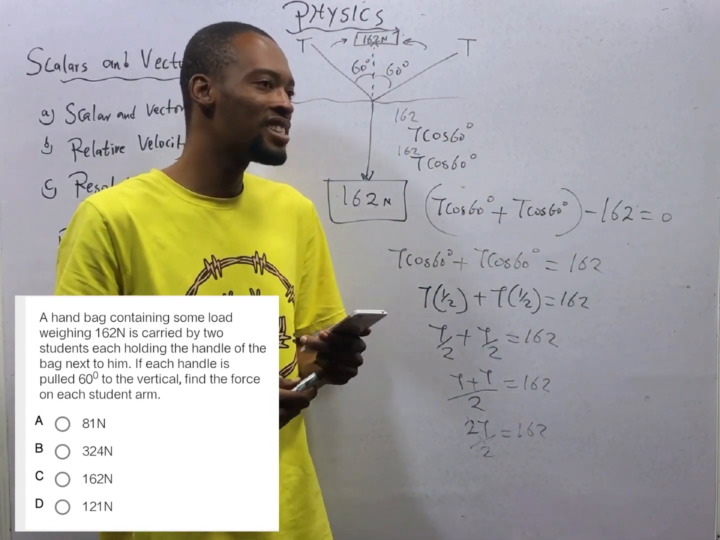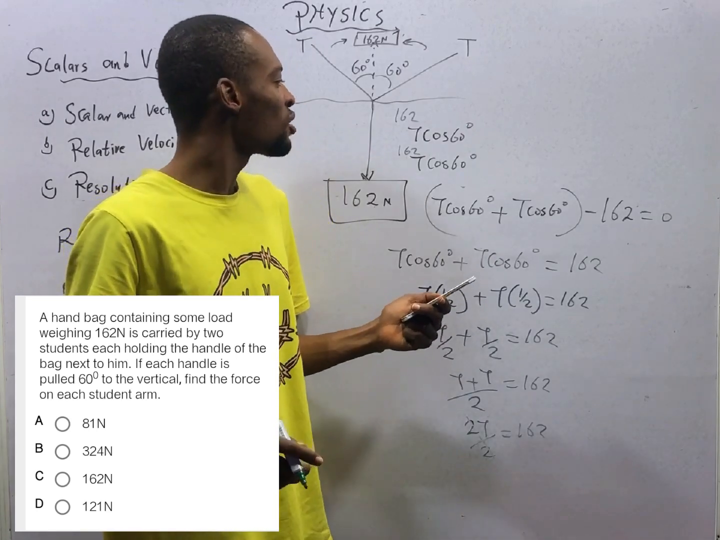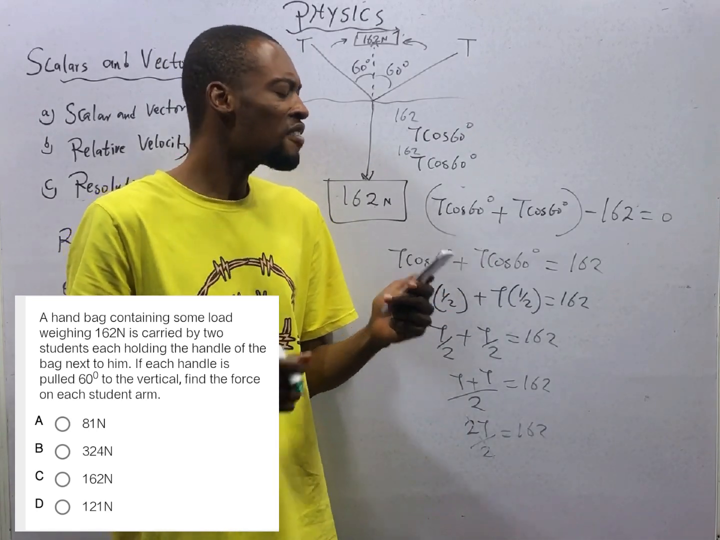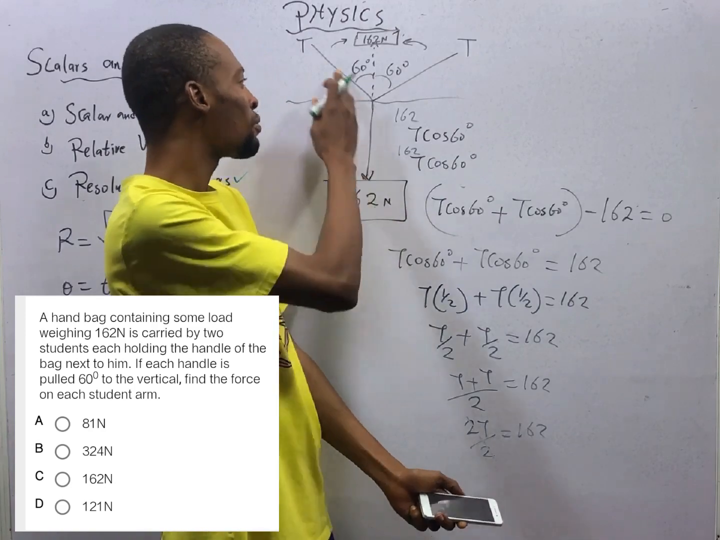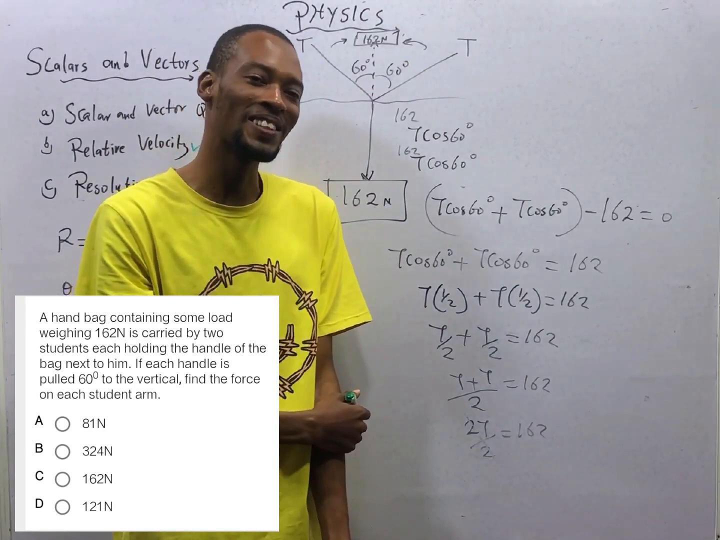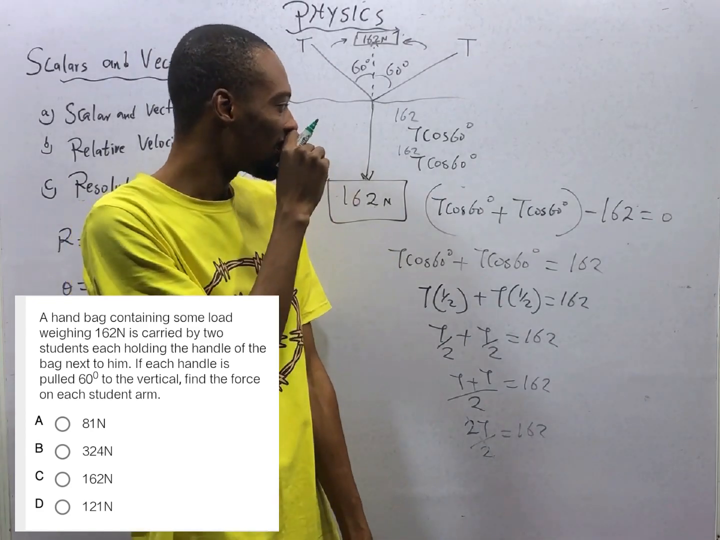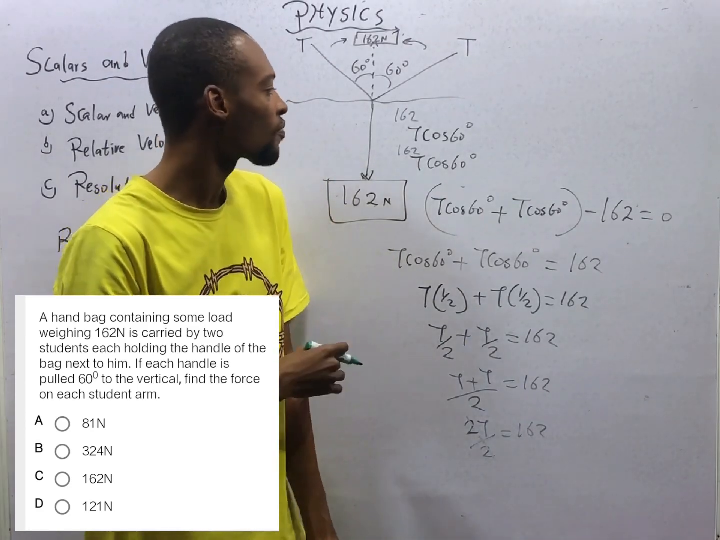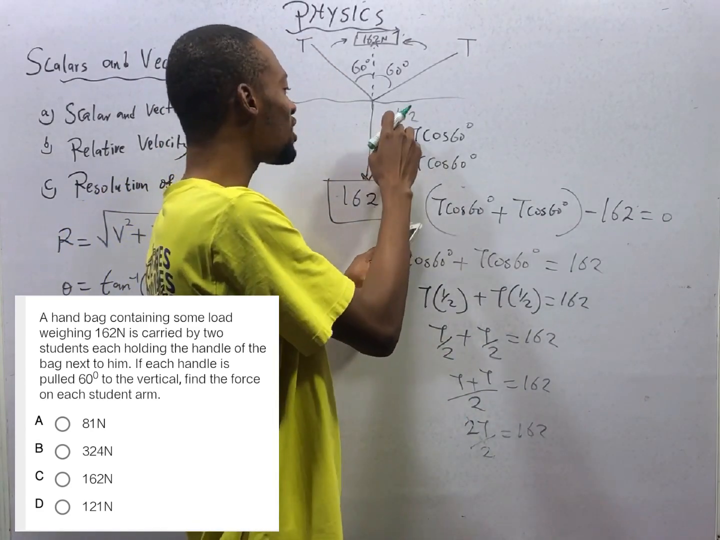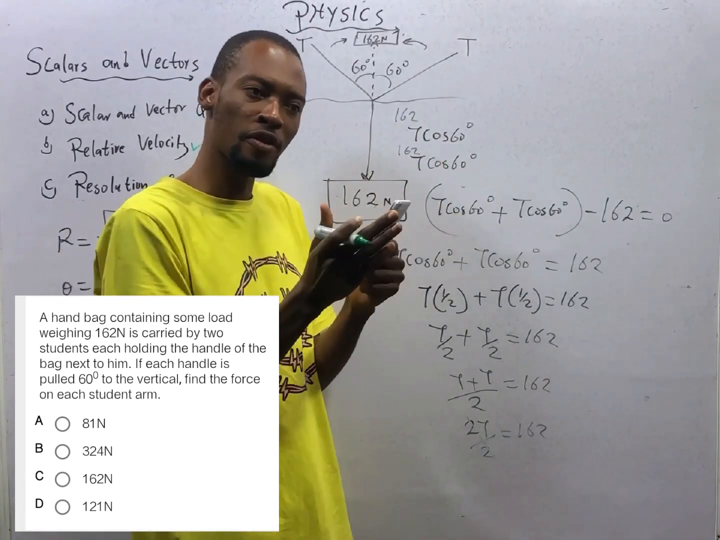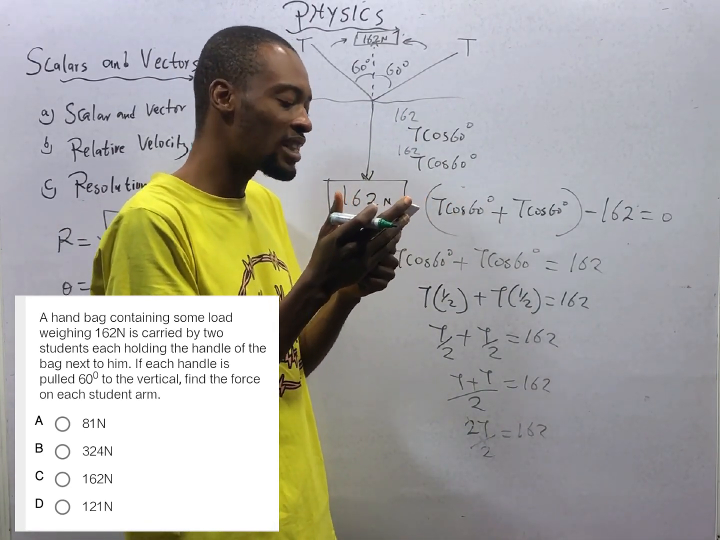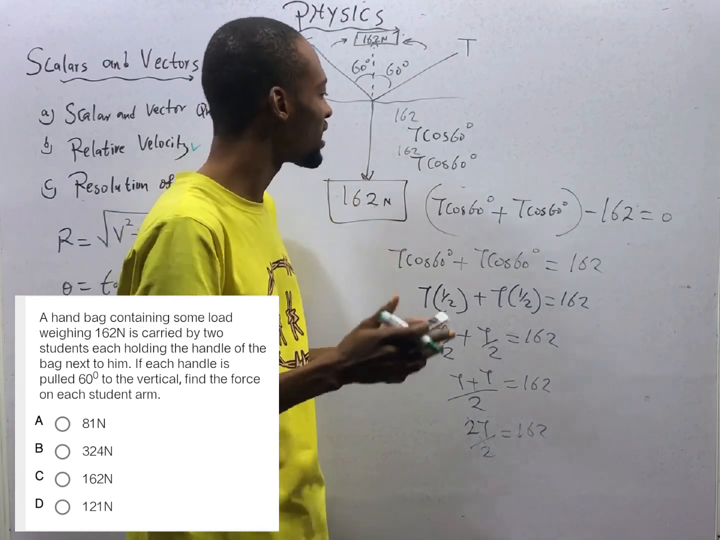Now let me show you one magic in physics. You will tell yourself, if this is 162, here is supposed to be half, here is supposed to be half. But look at something. Anytime you are dealing with inclined objects, you need to be very, very careful. If you say 162 plus 162, adding both of the forces acting on the student's arm, you get 324, right? But look at it.